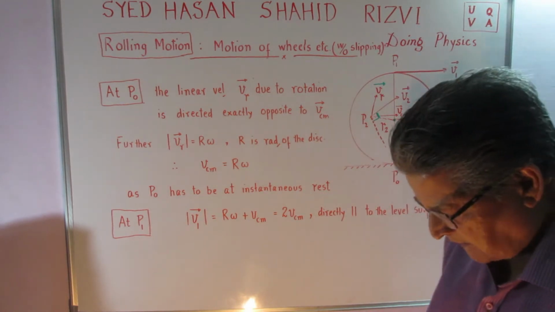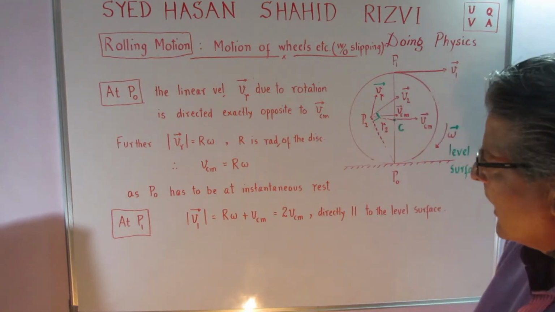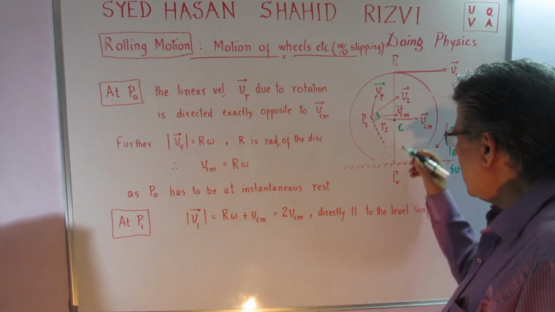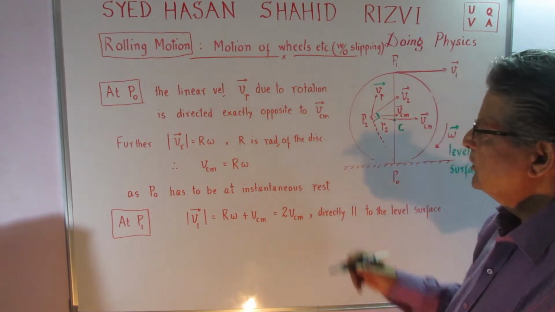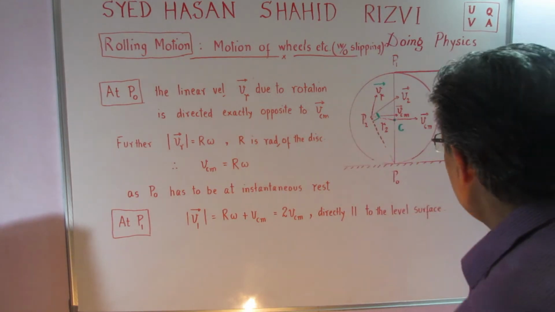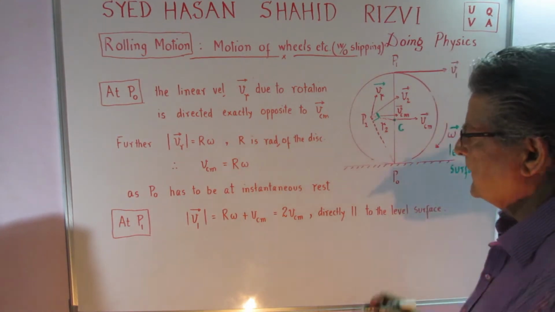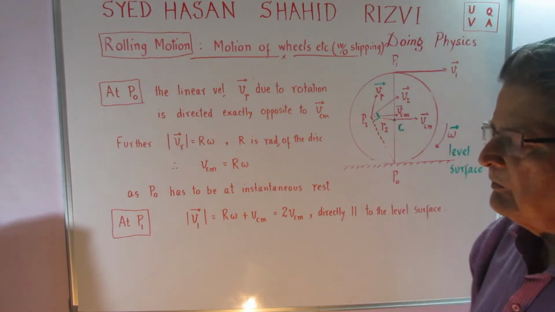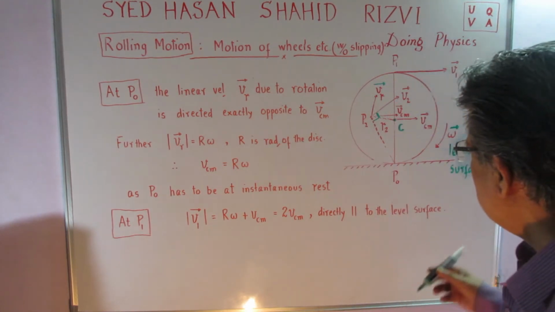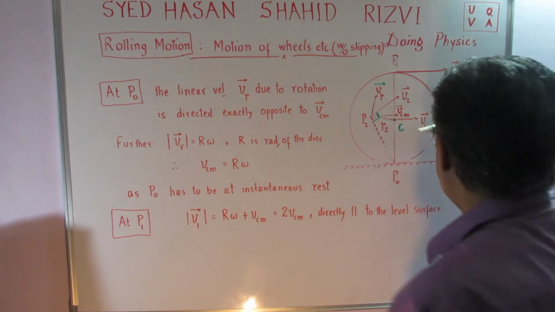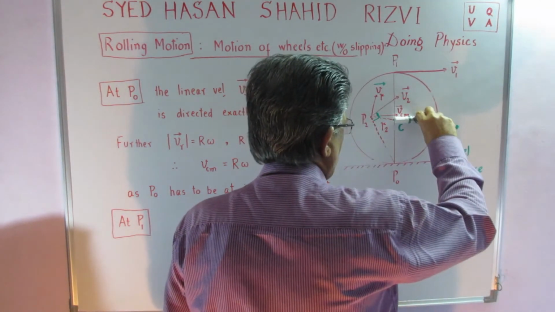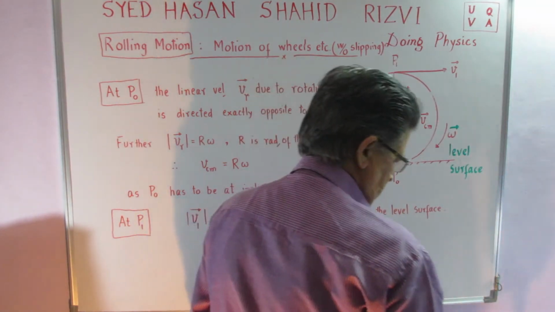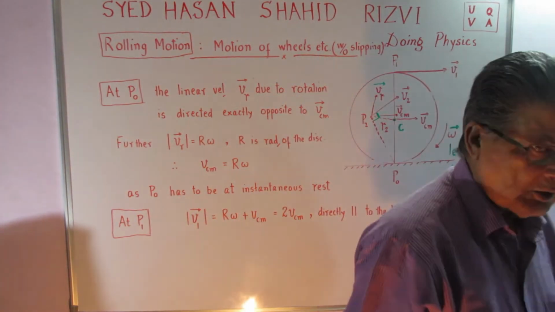Now we apply the relations that we obtained there for the two points P0 and P1, at the bottom and at the top. At P0, the linear velocity Vr, due to the rotation, is exactly directed opposite to the velocity of the center of mass. That is, if the velocity of the center of mass is in this direction, then the contribution of the Vr is in the opposite direction, and they therefore cancel each other out.